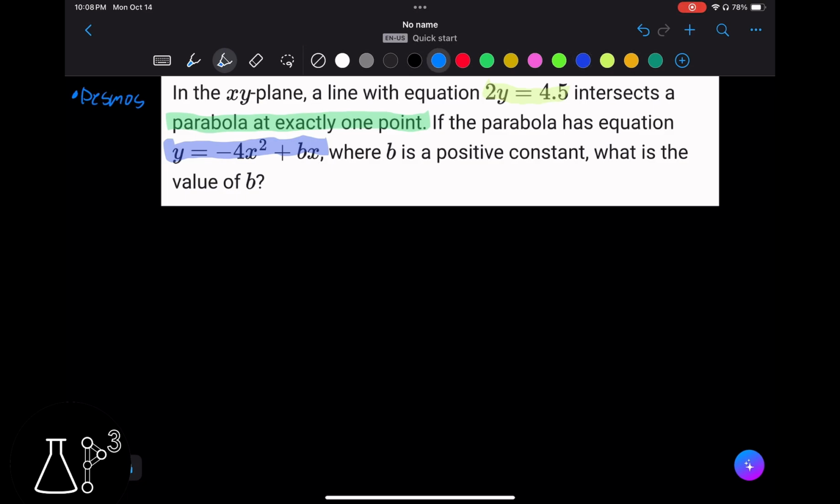Well, why did I specify a parabola at exactly 1 point? The formula that we're going to use here is called the discriminant formula, or discriminant rule, depending on how you want to call it. But we're going to call it the discriminant rule.